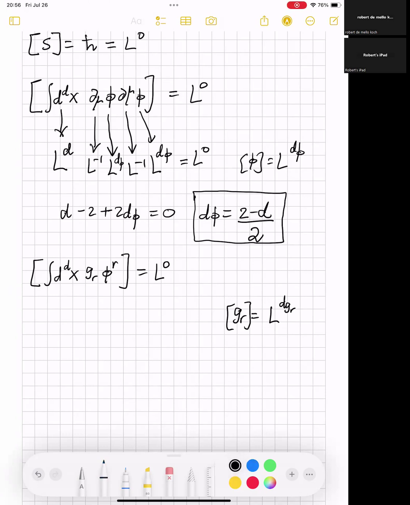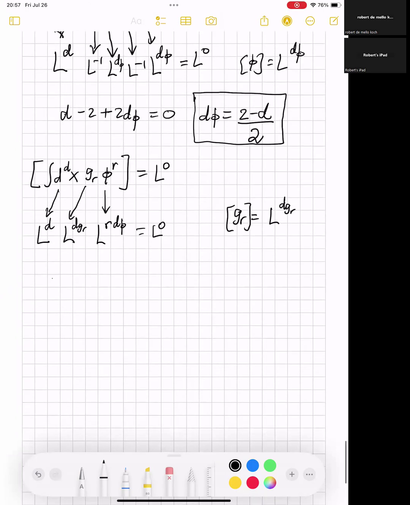Here we have length to the d. Here we have length to the dgr. And here we have length to the r d phi. Okay? And this must be equal to length to the naught. So let's solve this equation.